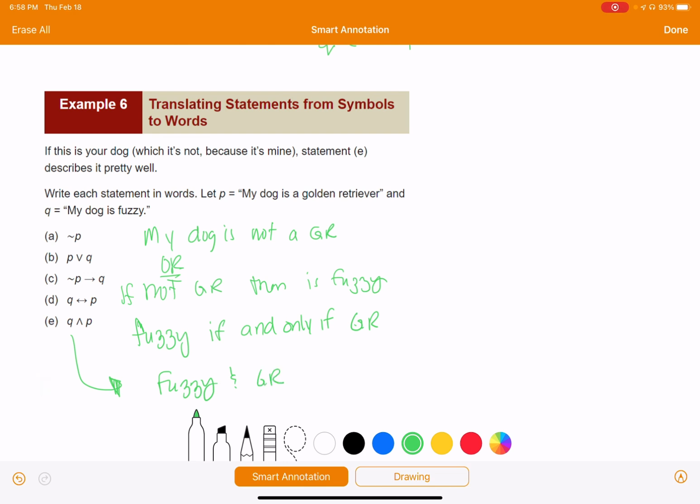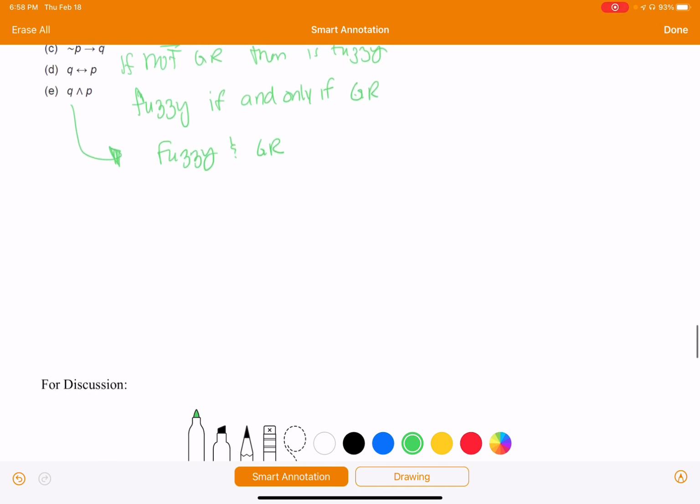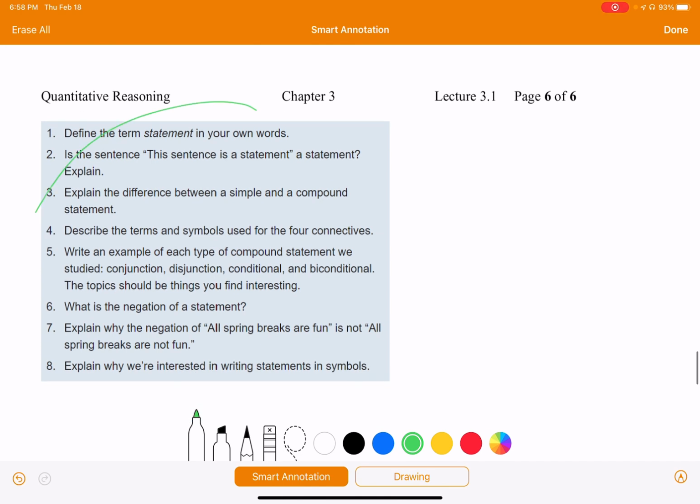Okay, so that sums up section 3.1. Lots of good information in there. Here are your discussion questions. Make sure that you're reading over them and that if you have any questions, comments, or concerns, you are writing them down and emailing them.